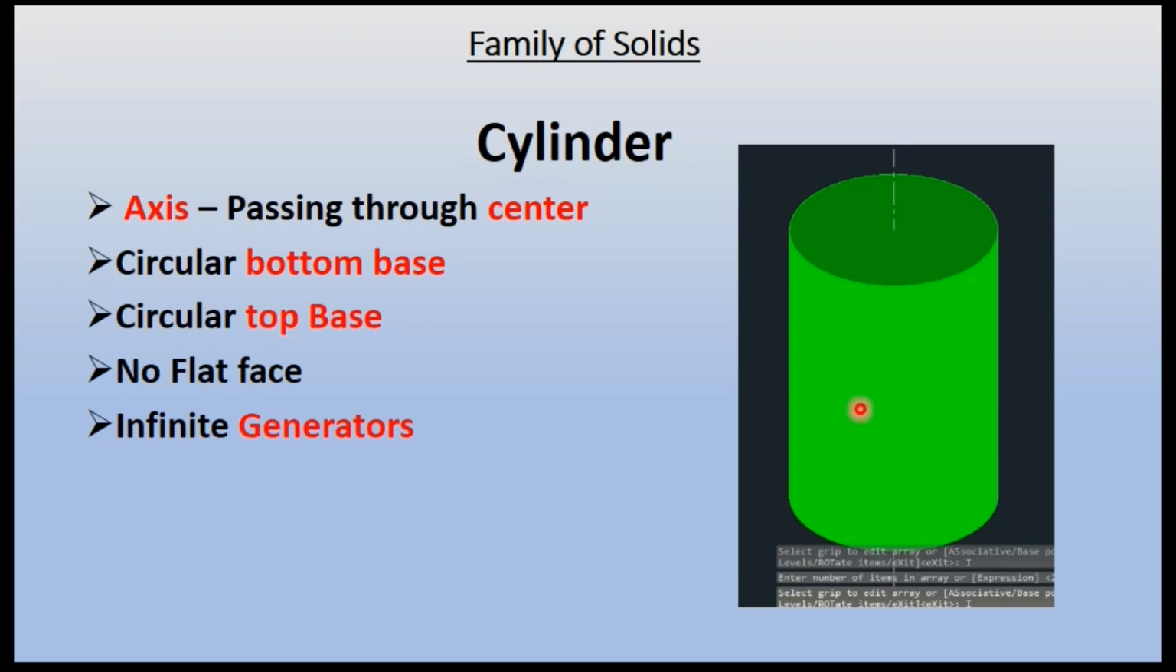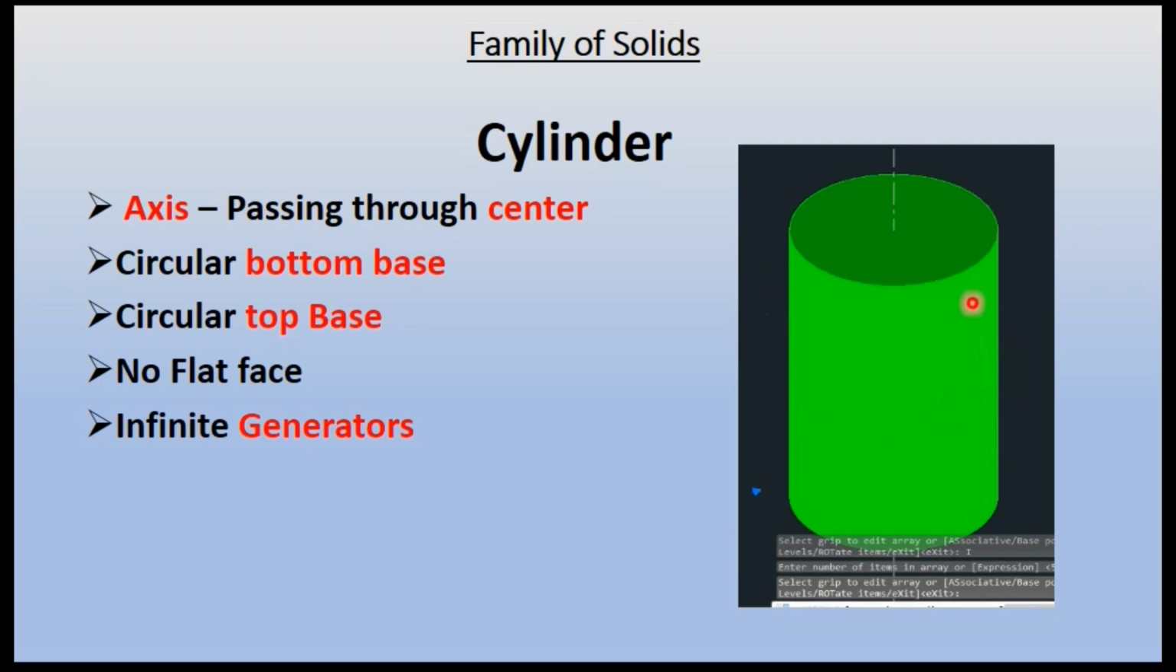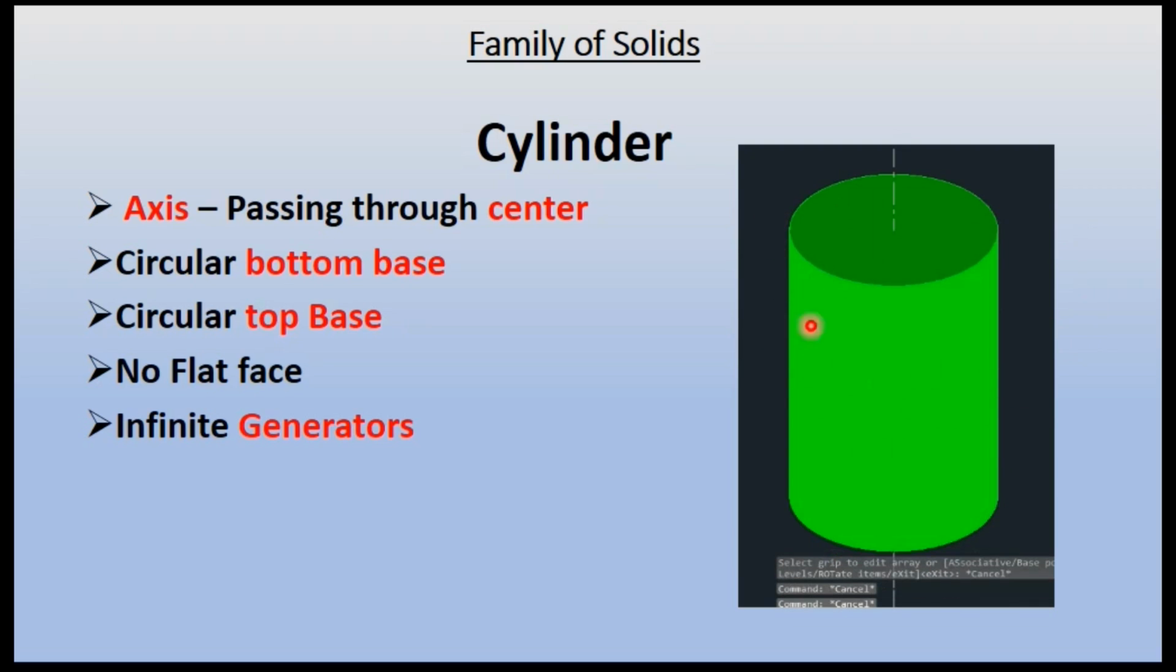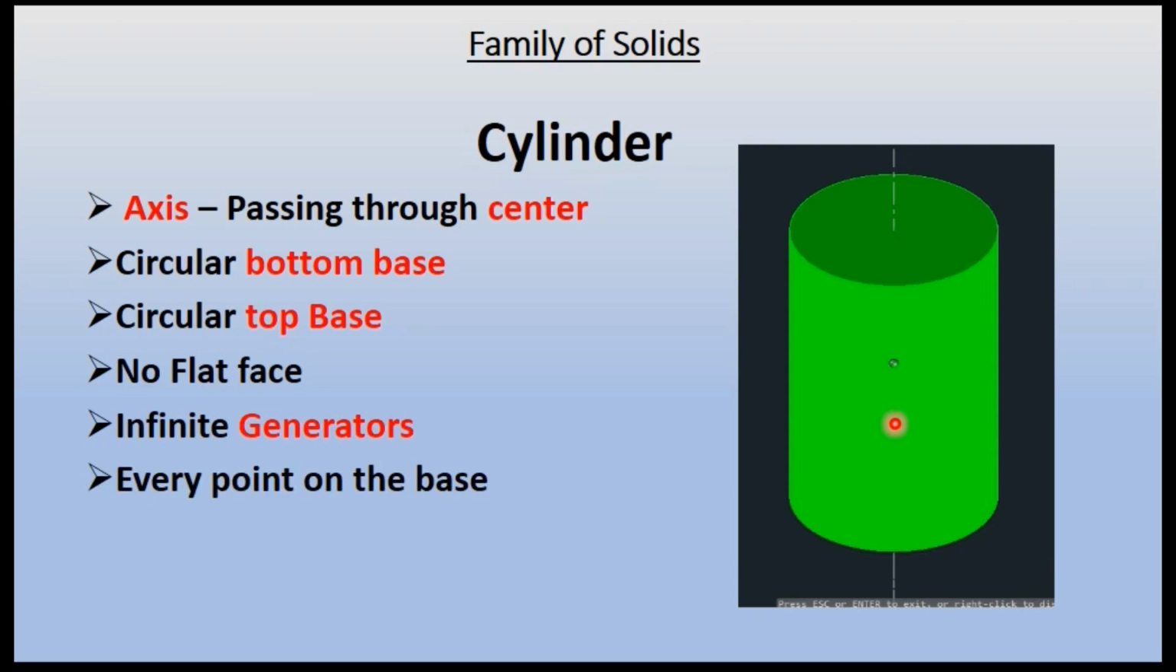But what we have done is we have just taken straight, parallel lines around the periphery of this circle, around the circumference, and it is now looking like a cylinder. That is why all these lines are called generators of a cylinder.